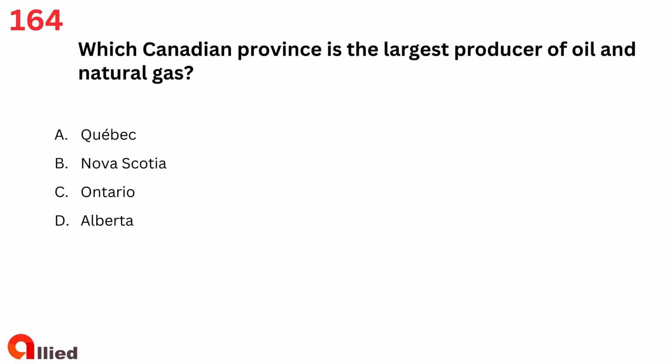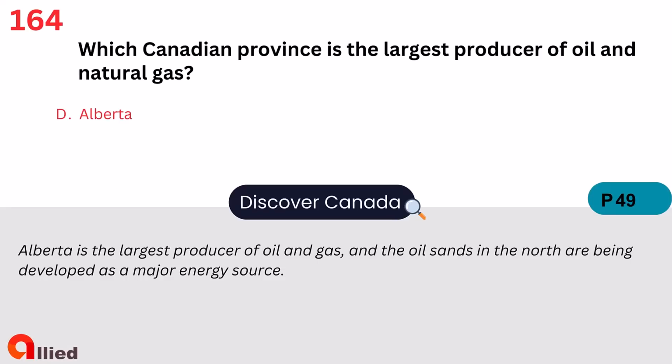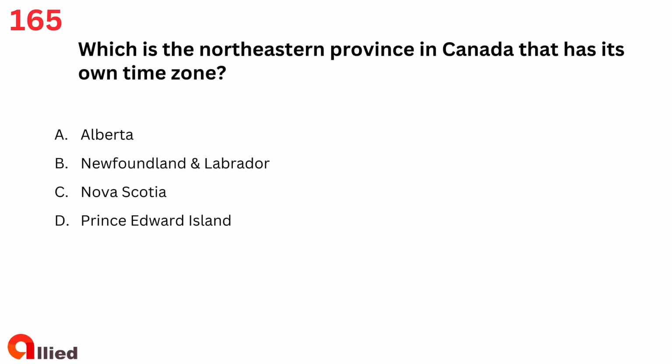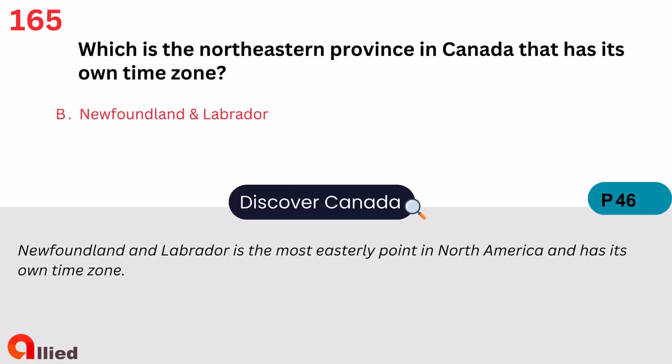Christian. Question 164. Which Canadian province is the largest producer of oil and natural gas? A. Quebec. B. Nova Scotia. C. Ontario. D. Alberta. The answer is D. Alberta. Question 165. Which is the northeastern province in Canada that has its own time zone? A. Alberta. B. Newfoundland and Labrador. C. Nova Scotia. D. Prince Edward Island. The answer is B. Newfoundland and Labrador.